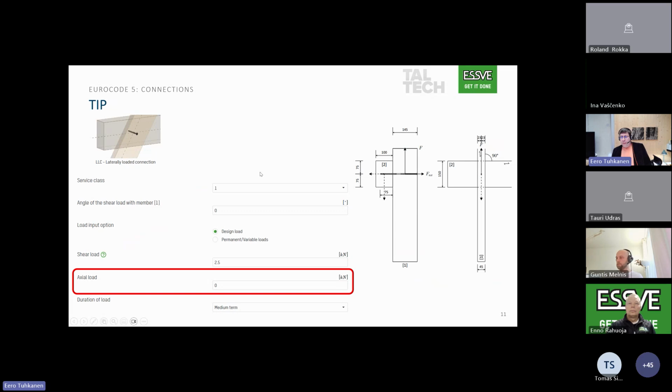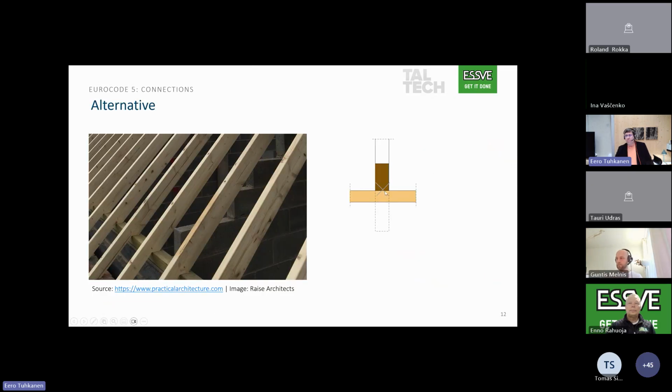And let's say if you have too high a rafter, you can also make this connection with a crossed screw. I also found a picture from the internet where it is done so. But here, if you calculate, you have to consider this additional angle part as well. So this screw is not pulled out directly. You have to recalculate this angle.